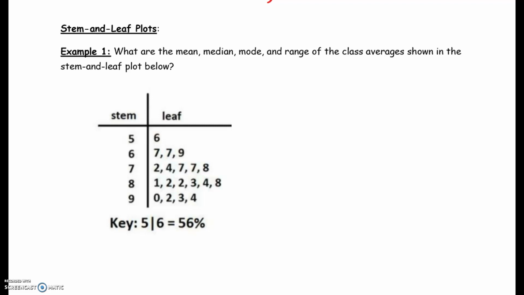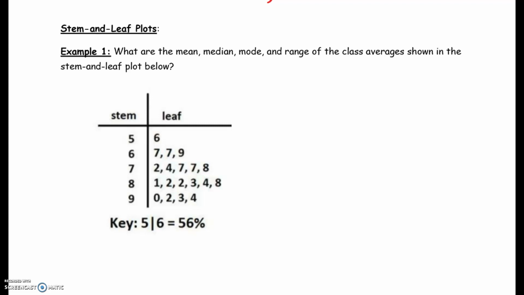So really in this list we have the numbers 56, 67, 67, 69, 72, 74, 77, and so on. So we end up with a total amount of numbers as a part of this stem and leaf plot. And the nice thing about the stem and leaf plot is you may notice that it is already in order from least to greatest. You start with the number 56, you end with the number 94, and that's helpful in order to find our median and our range.